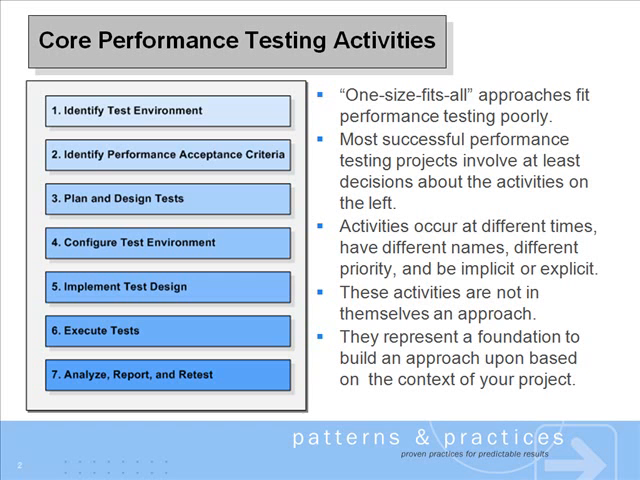Most successful performance testing projects involve at least decisions about the activities listed on the left, which are: identify the test environment, identify performance acceptance criteria, plan and design tests, configure the test environment, implement test design, execute tests, and analyze, report, and retest. These activities occur at different times, have different names, have different priorities, and may be implicit or explicit on various projects.